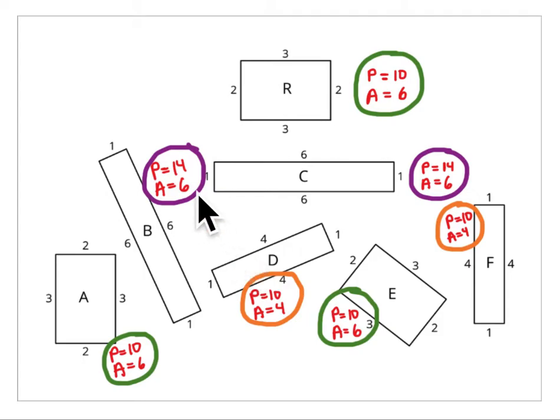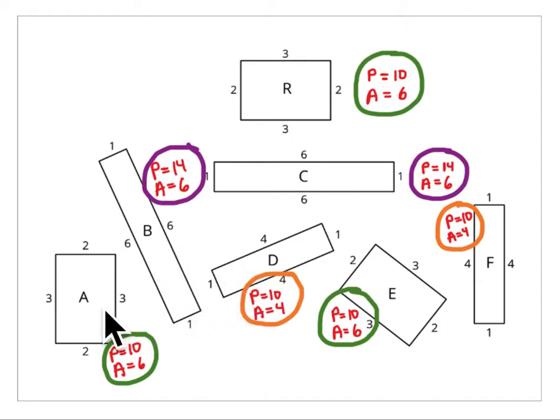Now, what if you have the same perimeter but different area? So what I'd like you to do now is look at A, B, and D. Just look at these 3 rectangles. So A and B both have an area of 6 square units, although they have different perimeters. So B has a perimeter of 14 units, and A has a perimeter of 10 units. So because they have different perimeters, they look different. They are not congruent. They are different rectangles, even though they have the same area.